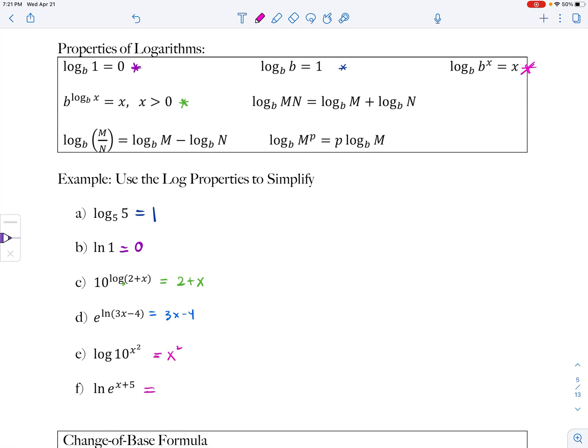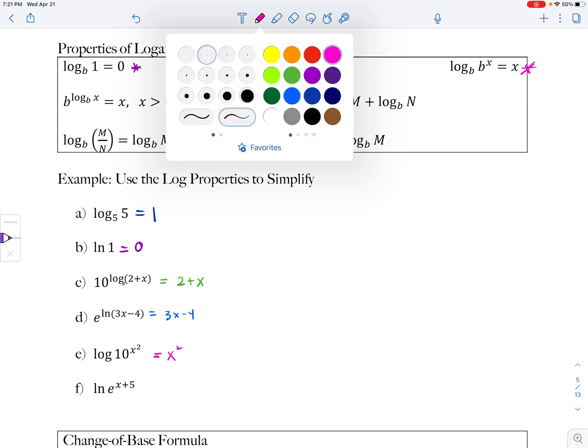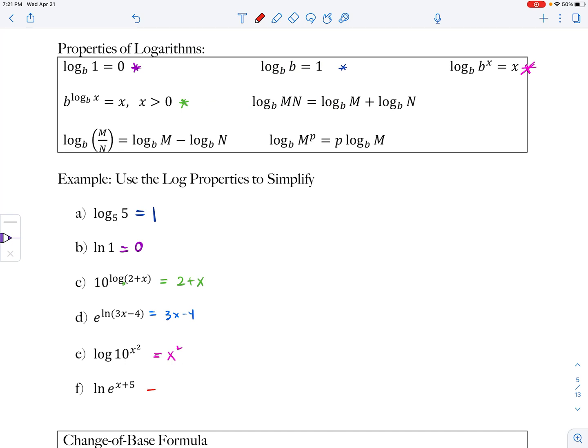And then the same property is used for f, right? So ln is log base e of e to the x plus 5 power, which would be equal to x plus 5. Same property.